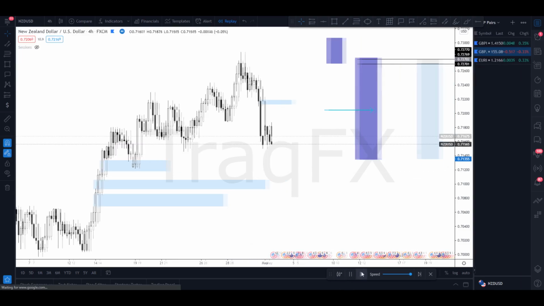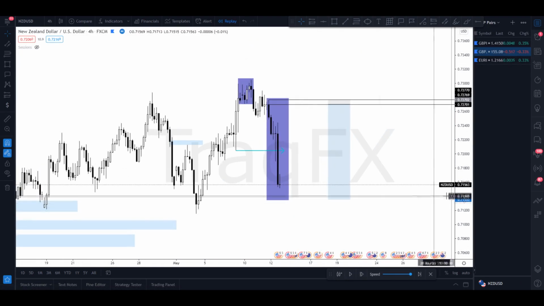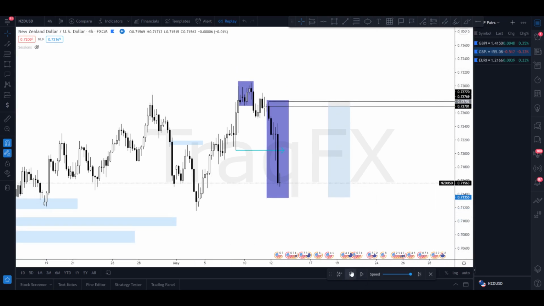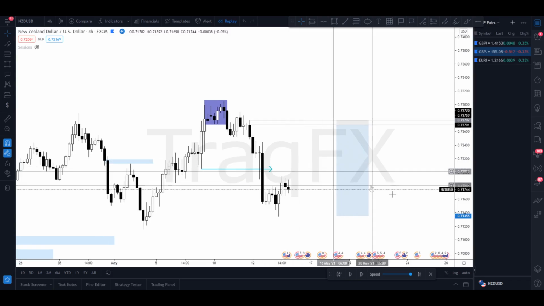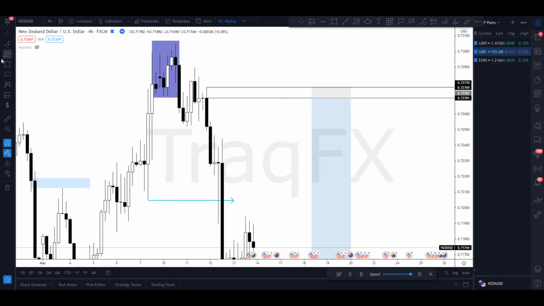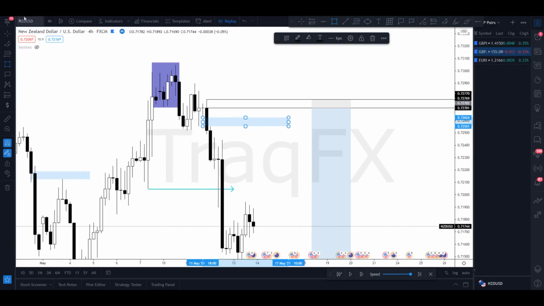So let's play this out a bit, do its thing. And then, boom. Look at this. Clean, clean, clean. Price created a ton of imbalance right over here on the 4-hour time frame. We left imbalance over here. We left, what's the daily time frame?